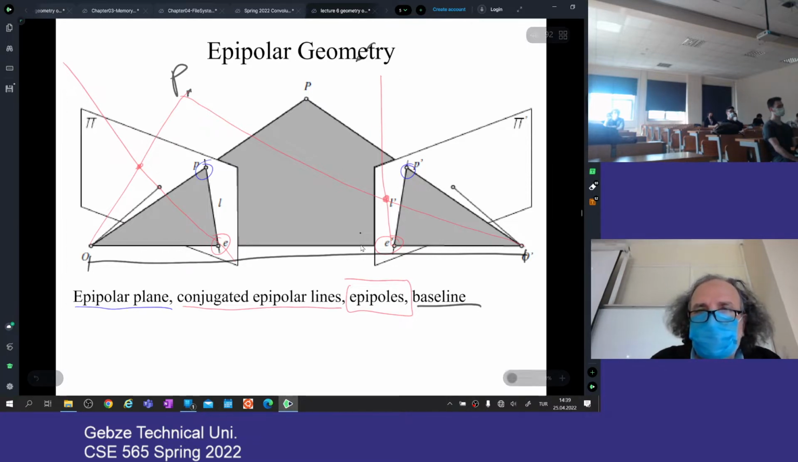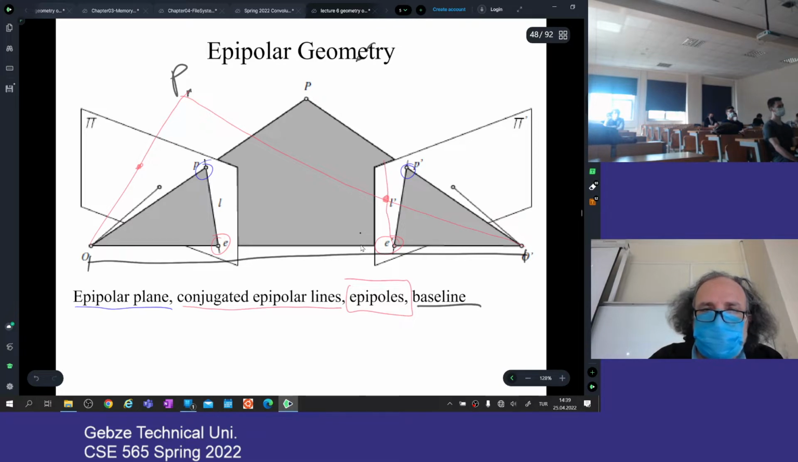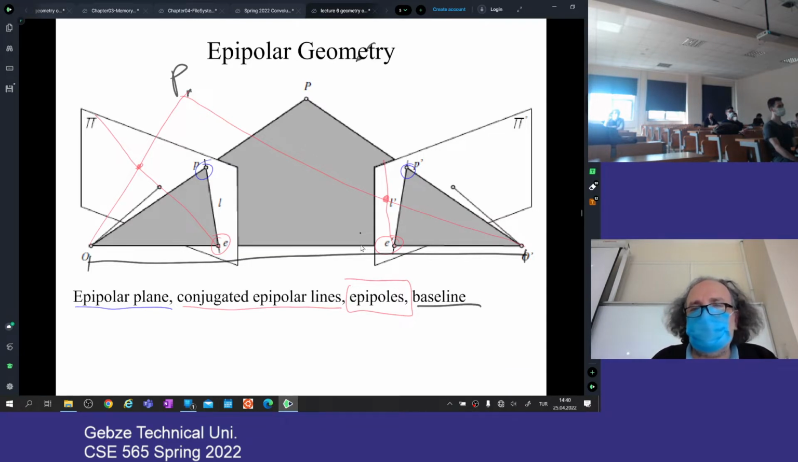Maybe I shouldn't make it so big, just make it like this and make it like that. So conjugated epipolar lines are now this, but whatever you do, wherever you move your point P, its conjugated epipolar lines have to go through this E and E prime. That's why those are special. Those are called epipoles. Okay, so this is epipolar geometry.